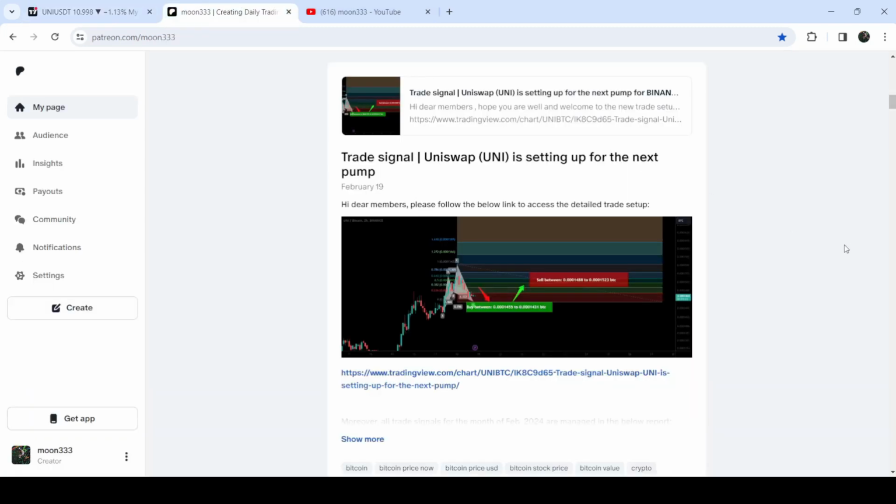And I would also like to share with you my most recent trade signal for Uniswap that I shared a few days ago on 19th of Feb 2024 with my members.